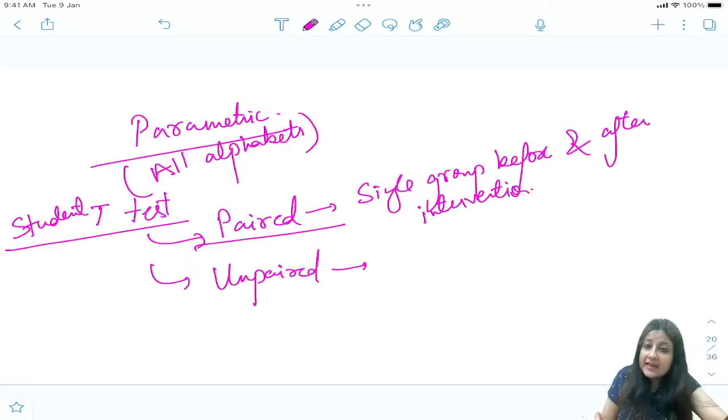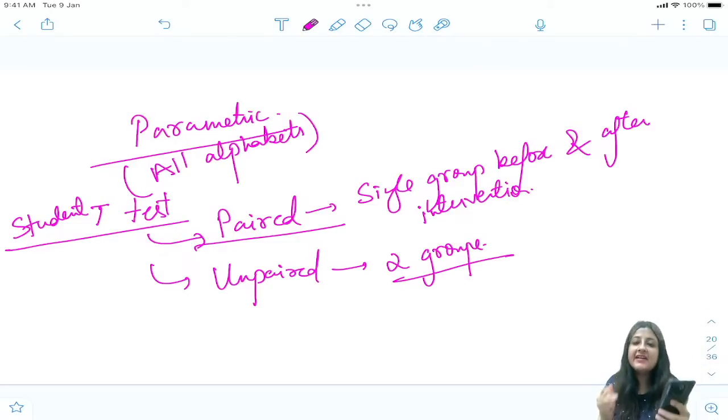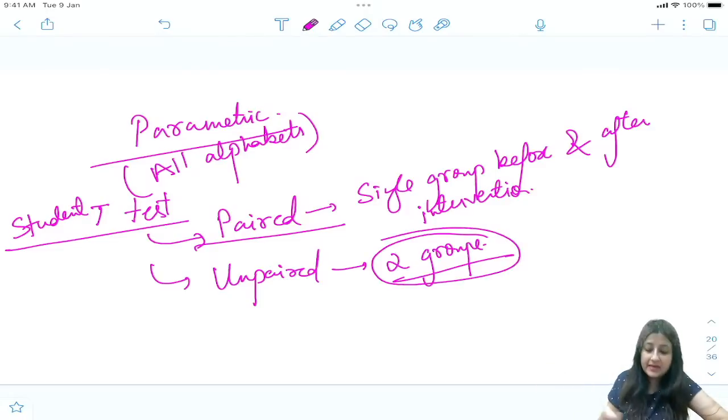What is unpaired t-test? Unpaired t-test is what we use for two groups. Like we want to compare weight in two groups, one group who was put on exercise and one group that was put on dietary supplements. So that is unpaired. Weight compare karoge to wo quantitative hai.